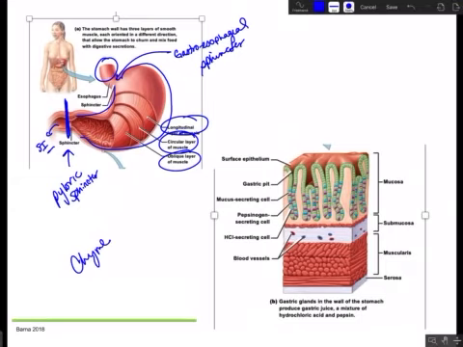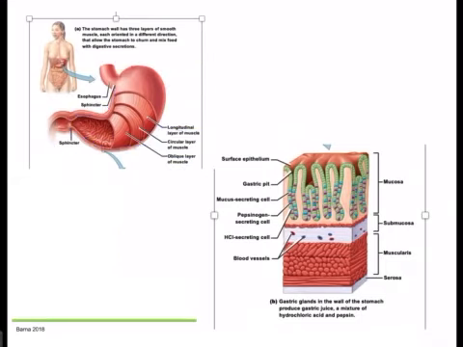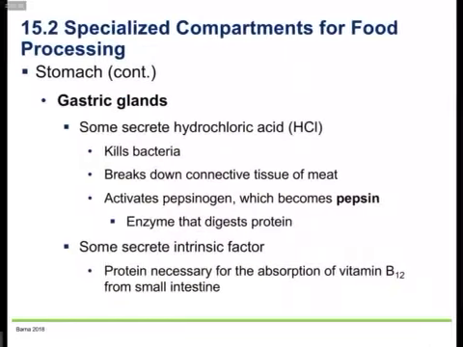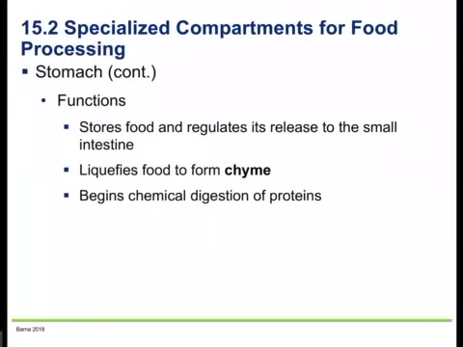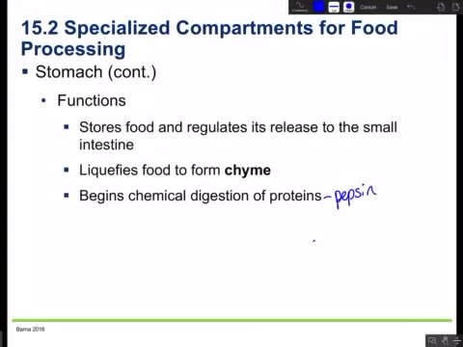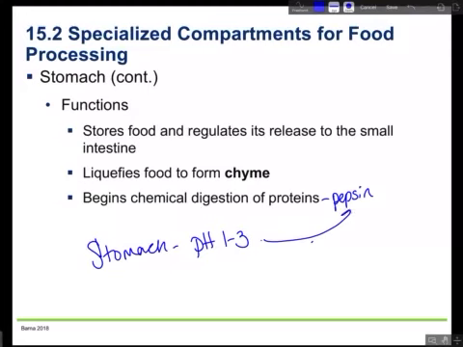Now, in the stomach, we do begin chemical digestion of proteins. So we do start chemical digestion of proteins, and we're right here. That is done by an enzyme known as pepsin. One thing to remember is that the stomach is very acidic. It has a pH of 1 to 3. Okay, so that prevents bacteria. It also helps us break down proteins, by activating this pH level, actually activates that enzyme right there.